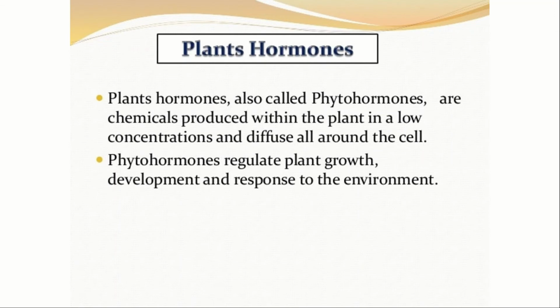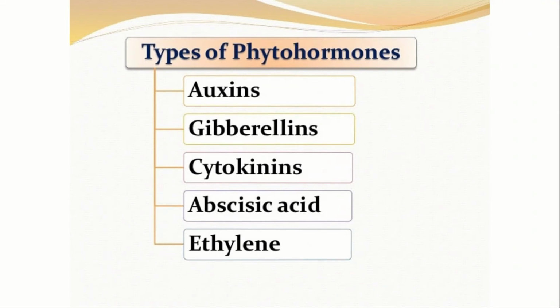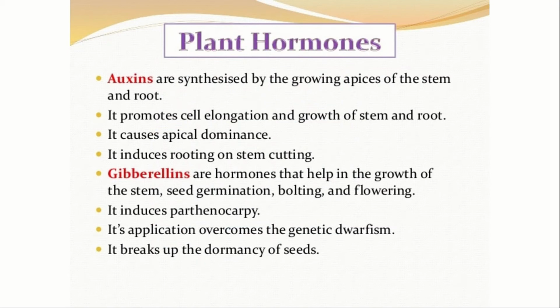Plant hormones, also called phytohormones, are chemicals produced by the plant in low concentration, which diffuse and spread all around the cell. These hormones regulate plant growth, development and response to the environment. These are the basic phytohormones: auxins, gibberellins, cytokinins, abscisic acid and ethylene. Let us know in detail about all the plant hormones, which are very important.